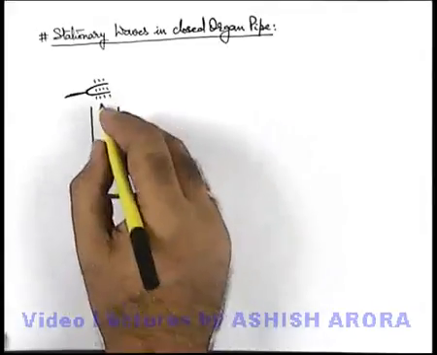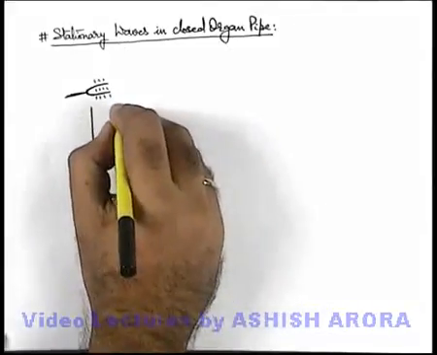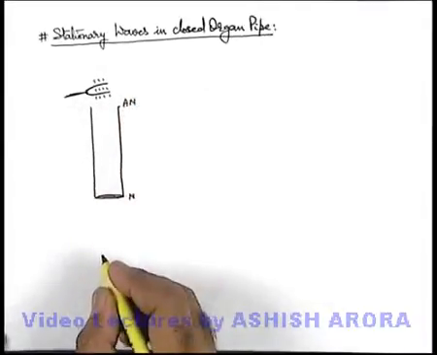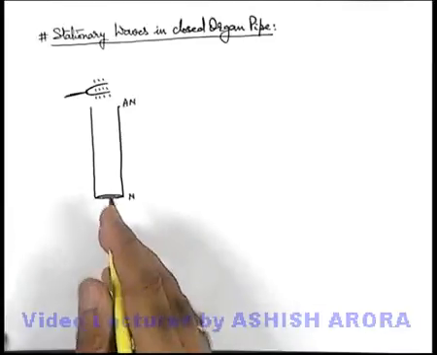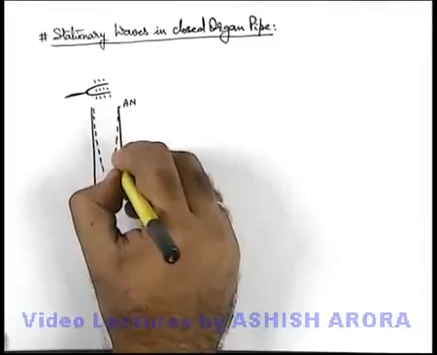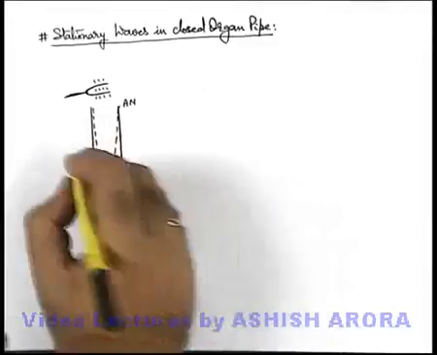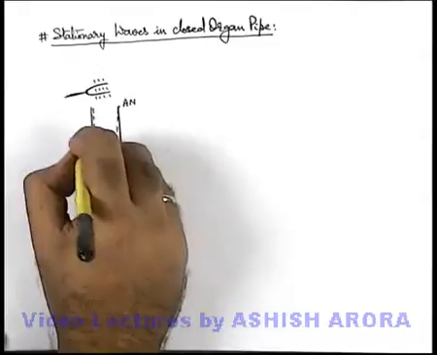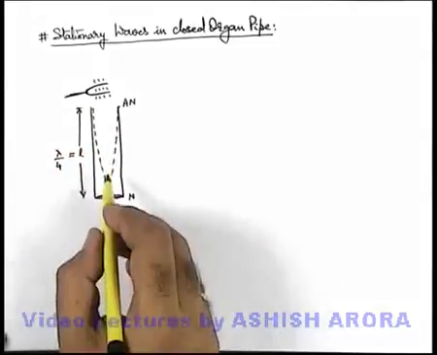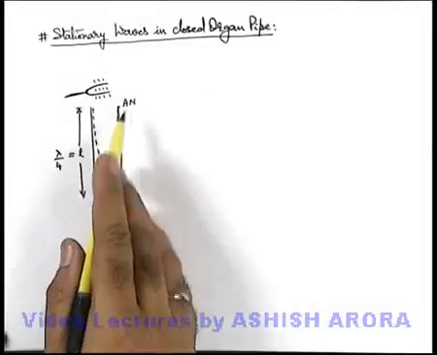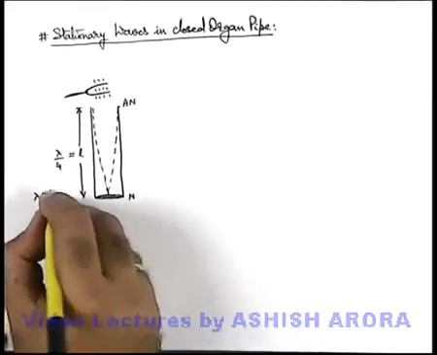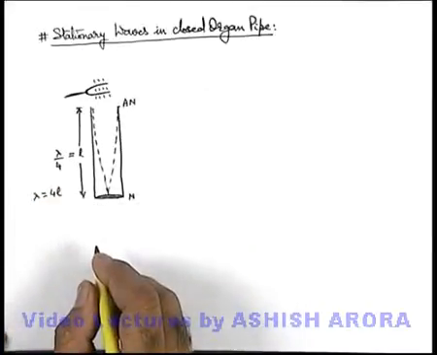We have discussed that a stationary wave will be established only when the open end acts as an antinode and the closed end acts as a node. So in this situation, the maximum wavelength at which it can happen is when the displacement curve takes this shape, when the length of this organ pipe is equal to lambda by 4, because the closest antinode and node are separated by lambda by 4. So the wavelength must be 4 times the length of the organ pipe.